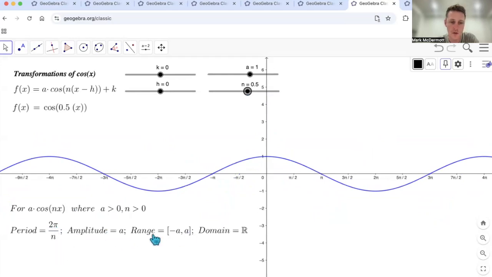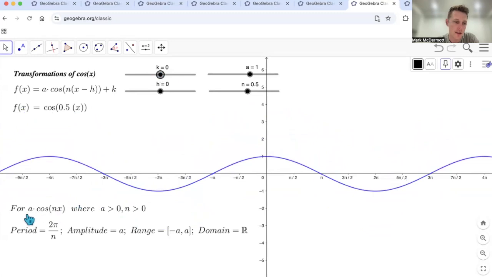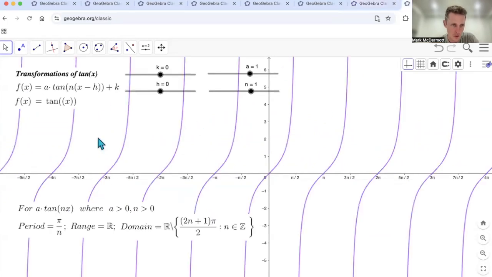The amplitude is a. The range is -a to +a, if there are no vertical shifts. Okay. And that's why it says A cos nx, where a is greater than 0 and n is greater than 0. All right, last one, lucky last. Hopefully you're still with me.